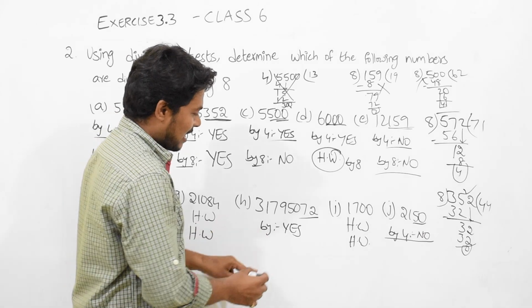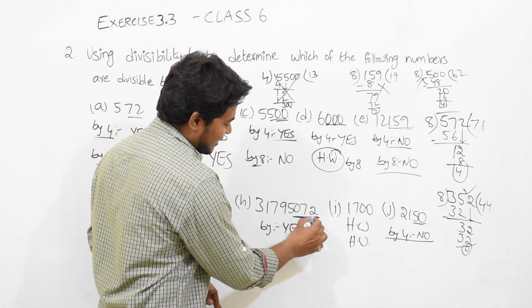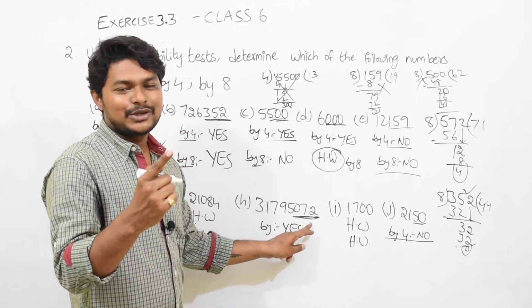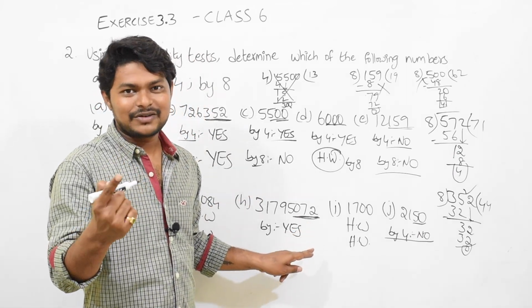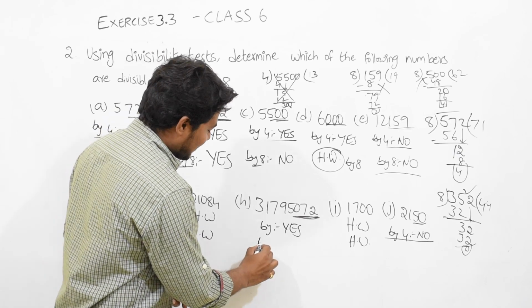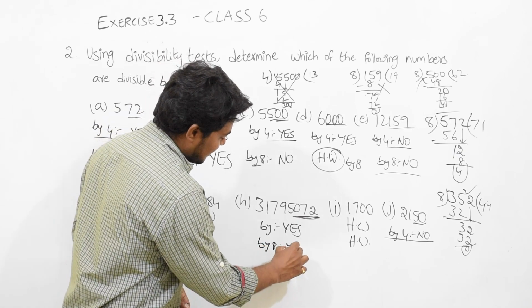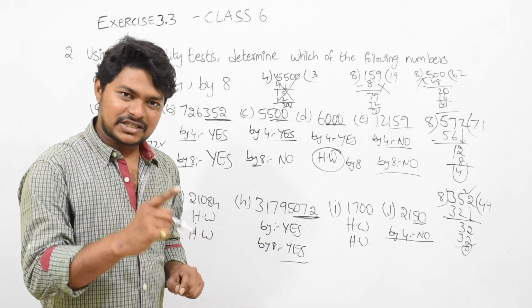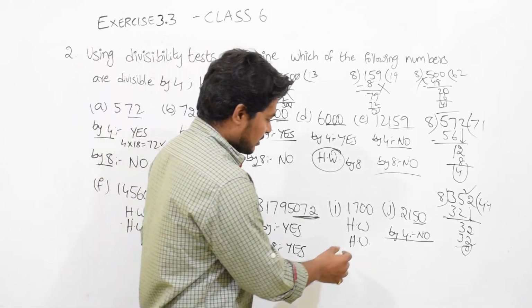This is homework. Yeah, our big man came. Last 3 digits, it is 072. 072 means 72. Obviously 8 into 9 equal to 72. By looking into that, we can say by 8 it is obviously yes. 8 9s are 72. So this number must be divisible by 8. This is homework I gave.